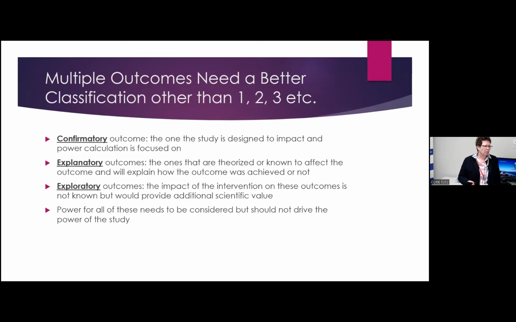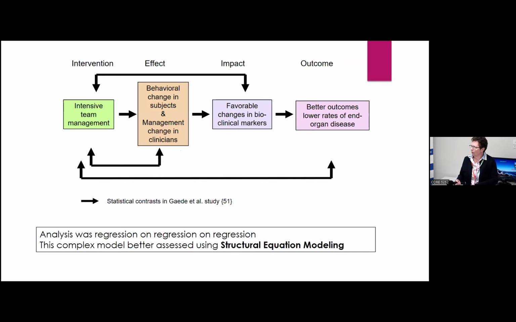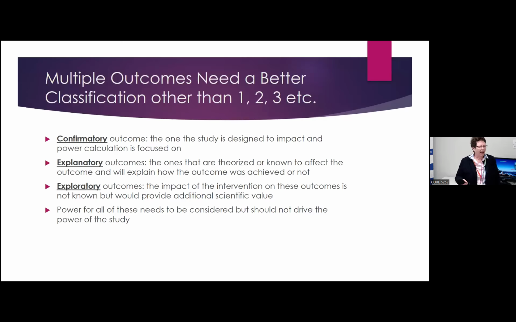When you have multiple outcomes, like this one, where we have behavior changes, biomarkers, and outcomes, you need a better classification than primary, secondary, tertiary, and quaternary. You can imagine how that list is going to pan out. One of the statisticians from Colorado working in the area of cancer came up with this classification that I like very much. What is your confirmatory outcome? This is the one that the study is designed to impact and the power calculation is focused on. What are the explanatory outcomes? What outcomes are theorized or known to affect the outcome and will explain whether the outcome was achieved or not?